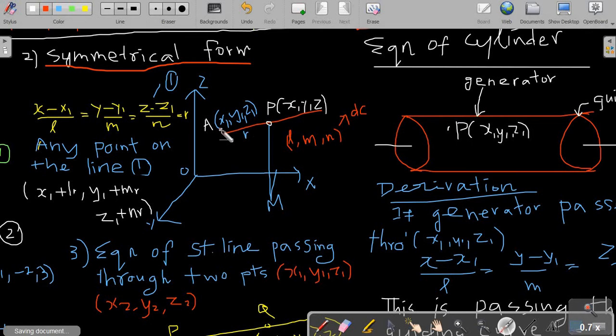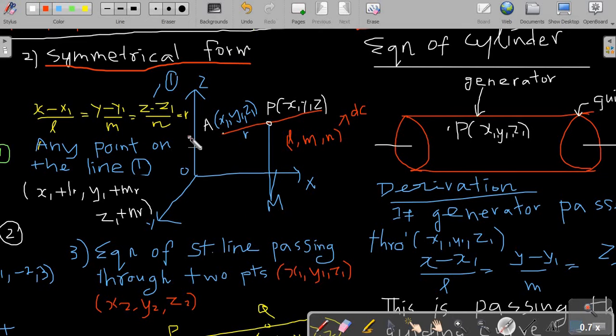Now suppose the line has its own direction cosines, am I right? The direction cosines of this line I am taking as l, m, n. That is the direction cosine of this particular line with respect to this axis, this axis and this axis. All this we can do like that.